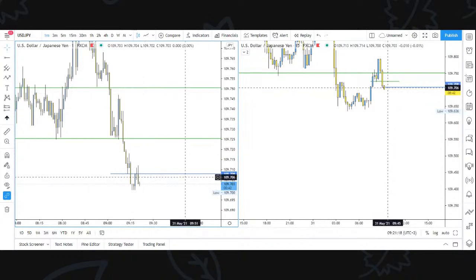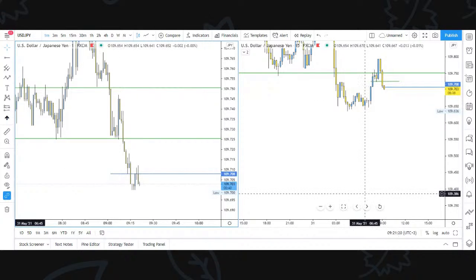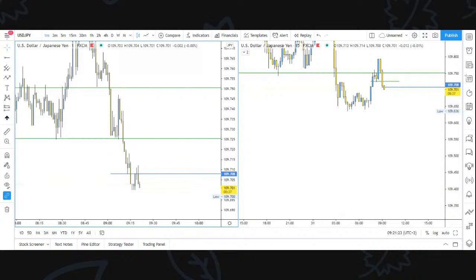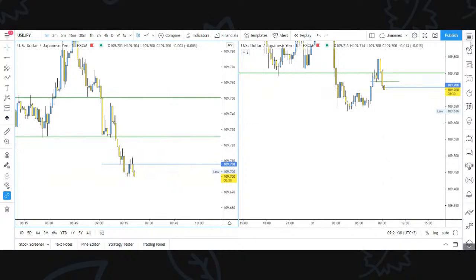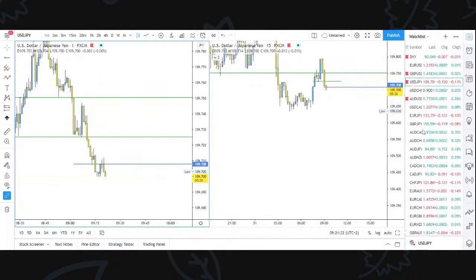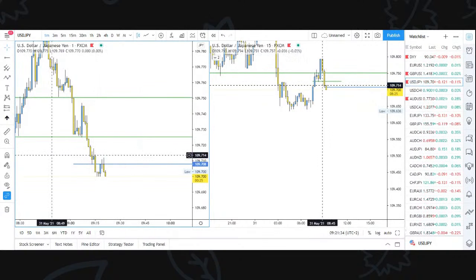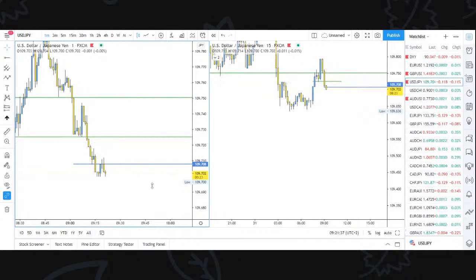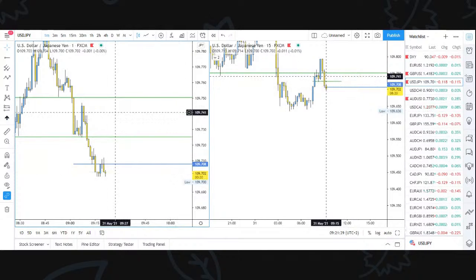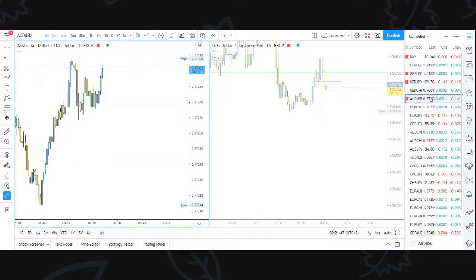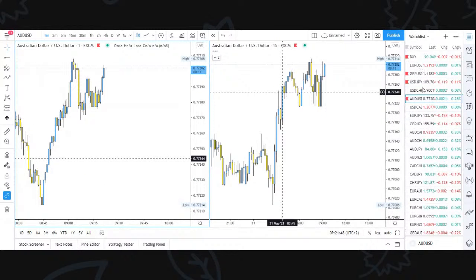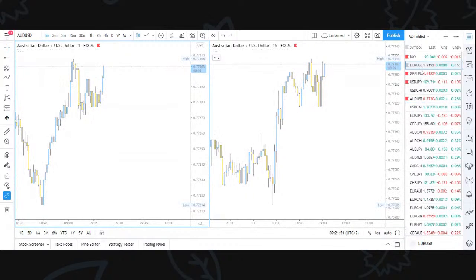This right here is not looking the best for our entry, guys, but it's completely fine. This would have been a great trade. Honestly, this would have been a really good trade. Let's check what AUD USD is doing. Okay, it's moving higher. Euro USD, pound.